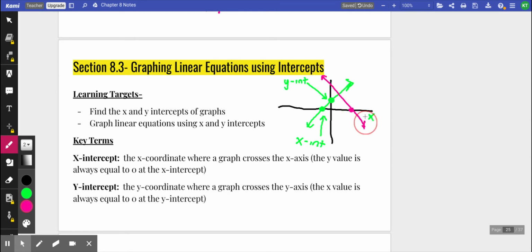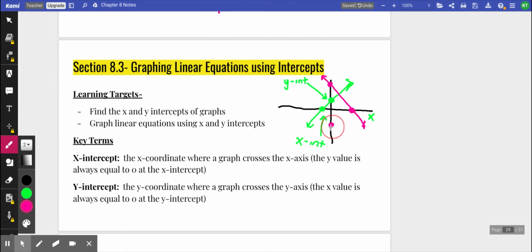like this. The x-intercept is always when y is 0, right? There's no height to that. It crosses, the y value is always 0 at the x-intercept. And then if we look at these y-intercepts on the y-axis, the x value is always 0, right? Because it is on this axis, so we don't go left or right at all. So there's no x change, it's 0, and we just go up.